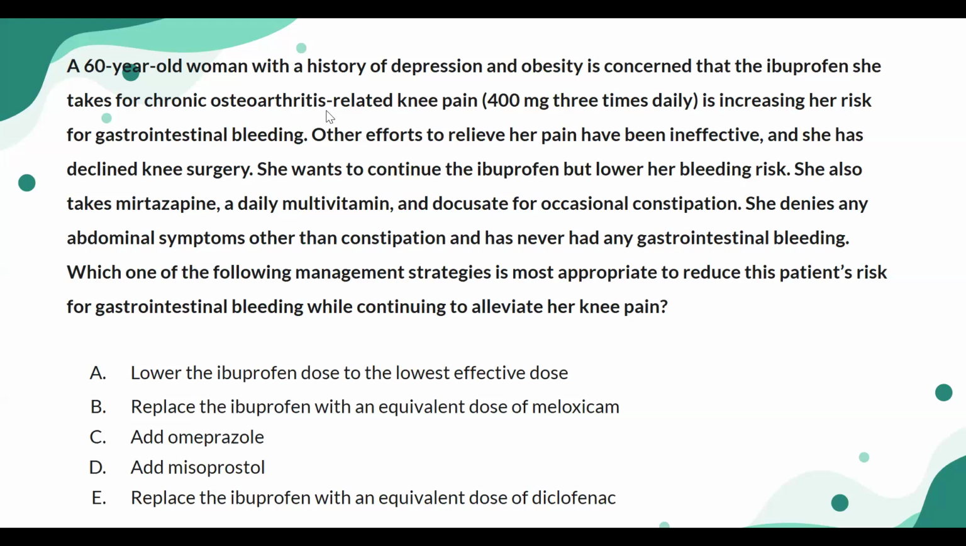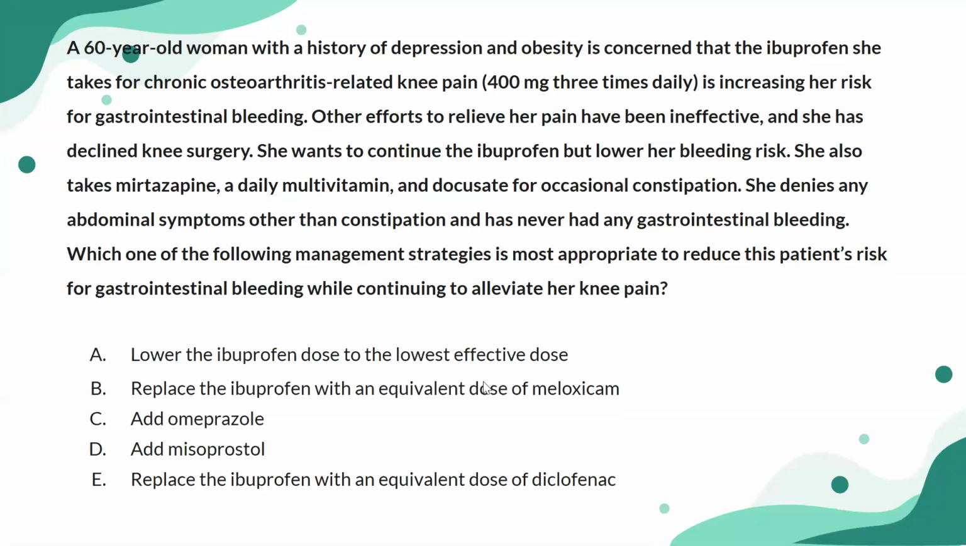D, add misoprostol. It's actually not D, it's actually A. Now, why is that? Lower the ibuprofen dose to the lowest effective dose. I know it sounds like you can add misoprostol and you can add omeprazole, but those are usually reserved for very, very high NSAID concentrations. We don't prefer to add anything if the NSAID dose is relatively low, which in this case, it's not very high to begin with, right? If she can lower the dose, that's even better.